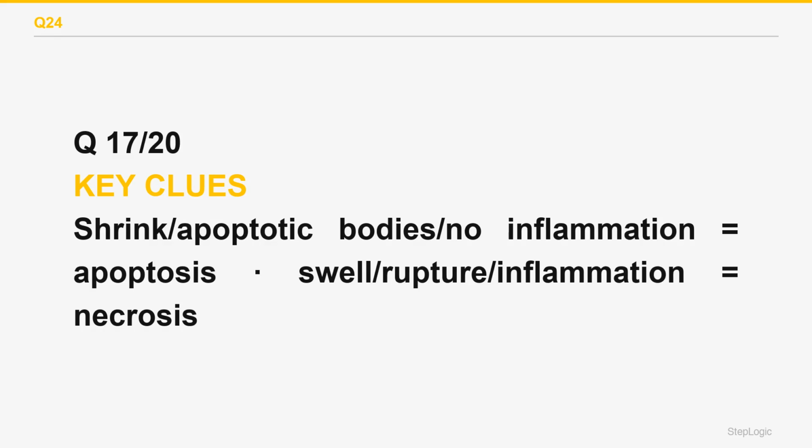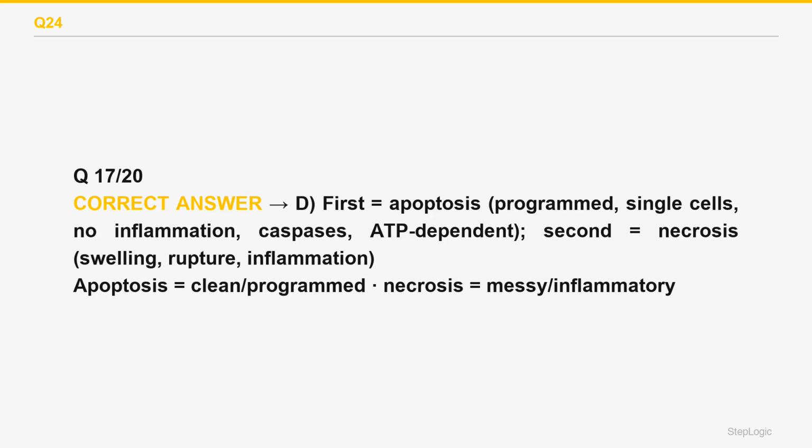Programmed, regulated cell death. Individual cells shrink, the chromatin condenses, pyknosis, and fragments, and the cell breaks into membrane-bound apoptotic bodies that are neatly phagocytosed, without triggering inflammation. It is an ATP-dependent process, executed by caspases via the intrinsic mitochondrial BCL2 family or extrinsic death receptor Fas pathways. The second description is necrosis, uncontrolled cell death from injury, ischemia, toxins. Cells swell, the membrane ruptures, and the spilled intracellular contents incite inflammation. The correct answer is D.